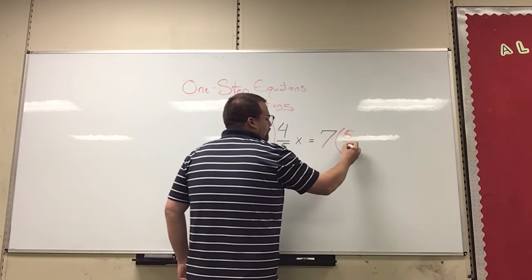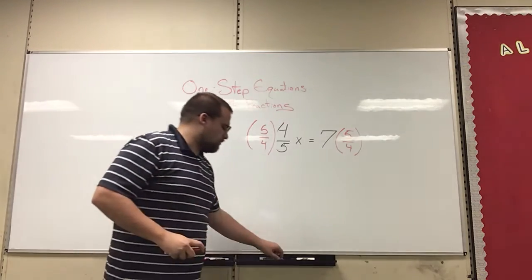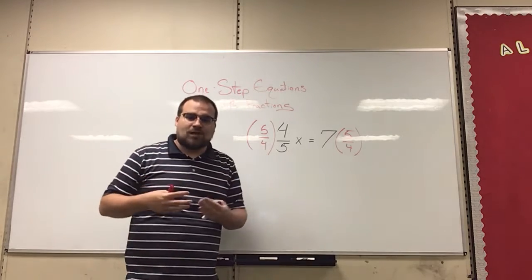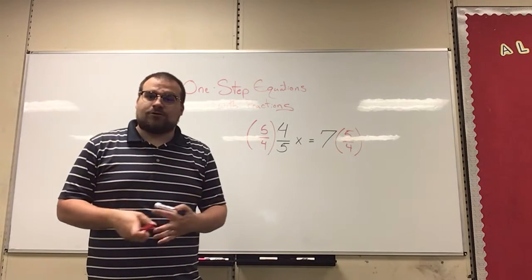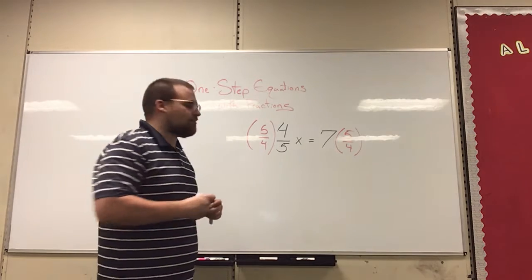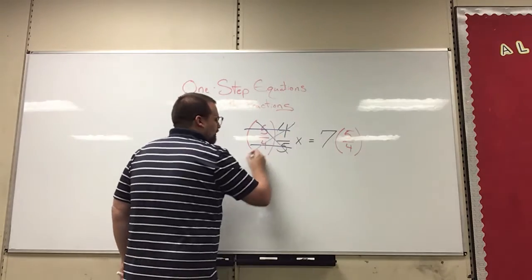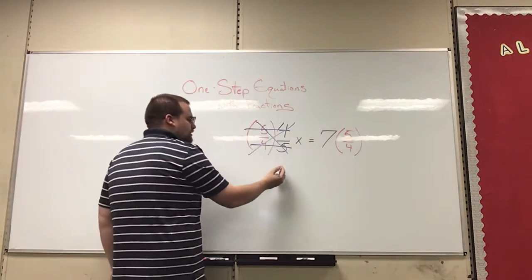5 over 4. Now what occurs is on the side where our fraction started, since those are inverse operations, quote unquote, or opposites of each other, they go away. They cancel. They eliminate. They're gone. However you want to think about it, it's out of there. We're left with just x.